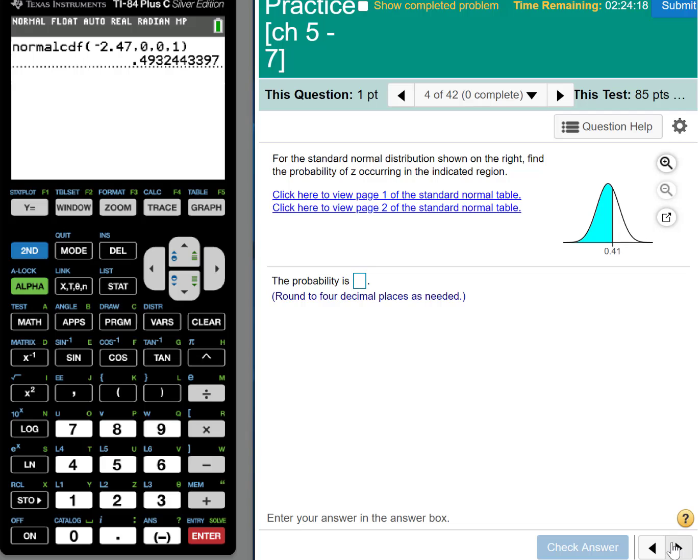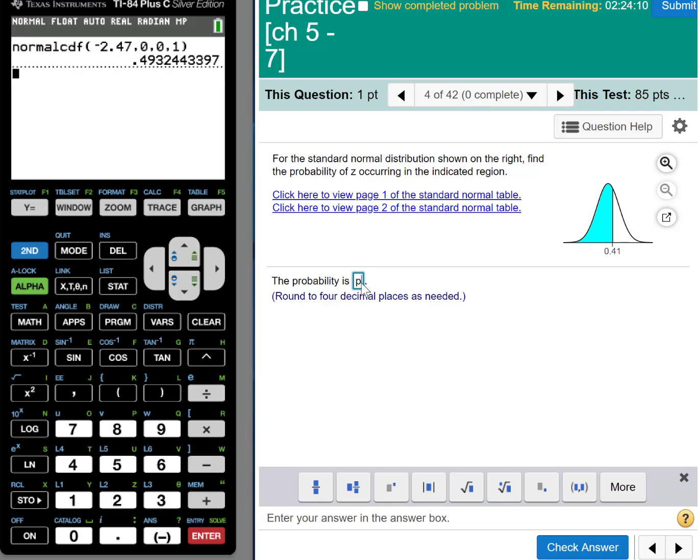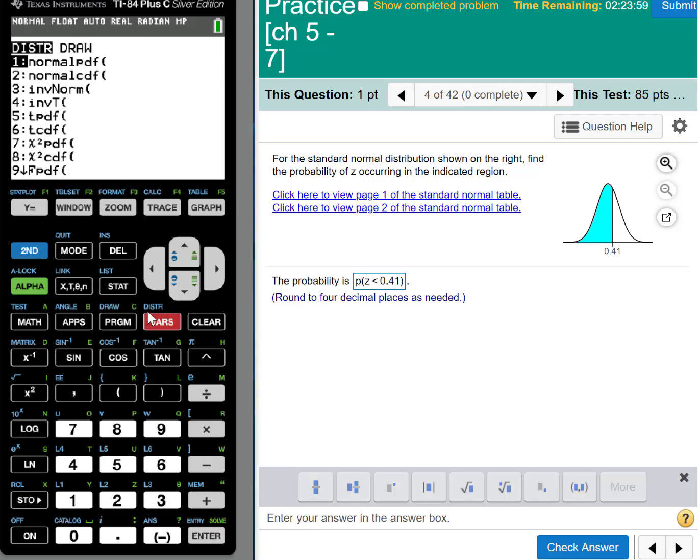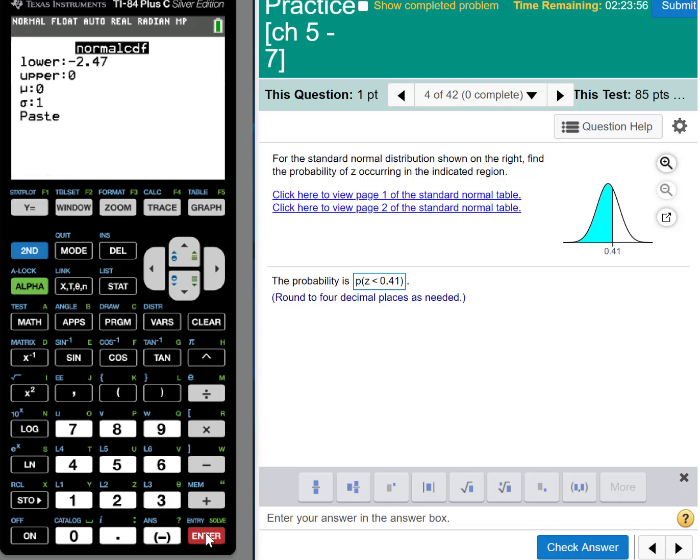Next question. Find the area to the left of 0.41. So actually he wants the probability of Z less than 0.41. Because it is to the left, it's less. How do you do it on the calculator? So you go to second, distribute, normal CDF. And what's the lower bound? As you can see, it's infinity, but from the negative side. So you use negative a million. Upper is 0.41. And then 0, 1, and then you go paste and get the answer.